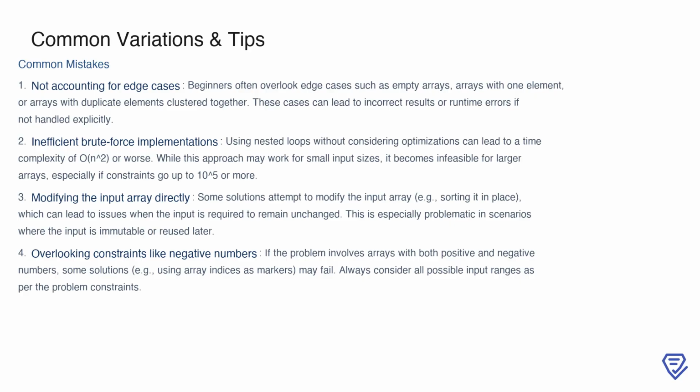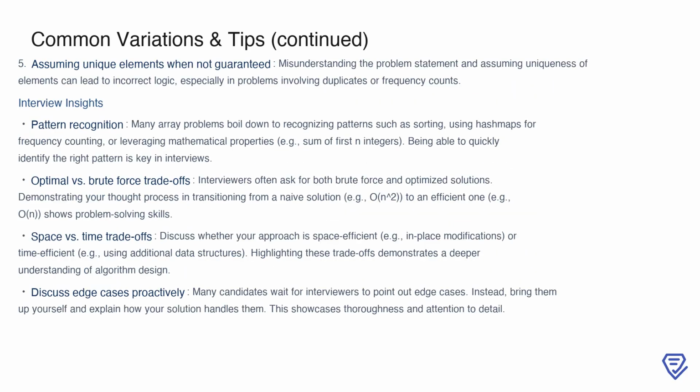Additionally, modifying the input array directly, such as sorting it in place or altering its contents, can cause issues if the array is needed in its original form later. This is particularly important in scenarios where the input is treated as immutable. Finally, overlooking constraints like arrays with negative numbers can result in failure when using techniques such as index marking. Always ensure your solution is robust against the full range of inputs specified in the problem constraints. Another pitfall is assuming that the elements in the array are unique, which is not guaranteed in problems involving duplicates or frequency counts. Misinterpreting the problem statement in this way can lead to incorrect logic.